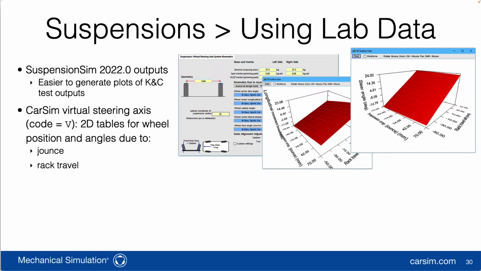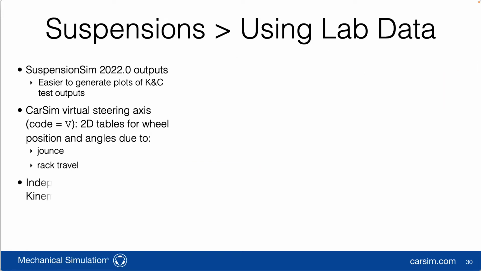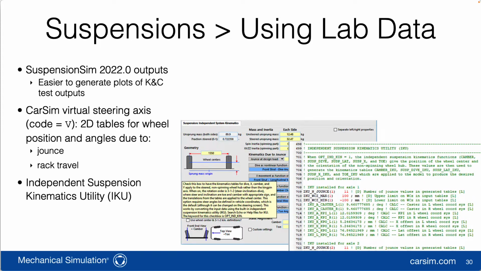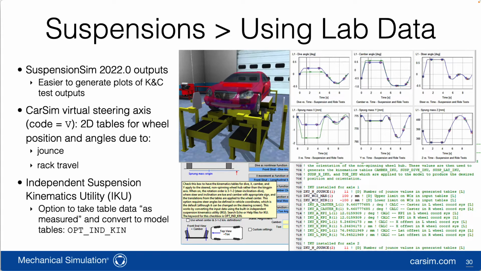There's another improvement that we've made, which is the independent suspension kinematics utility. It is a way to let you put in data that you would measure in a KNC test where everything is relative to an absolute ground. They're not the virtual, relative reference frames that we use in the math model, but it calculates those relative ones based on what you can measure. And there's a keyword that does that. And this is showing how it works in a simulated KNC test.